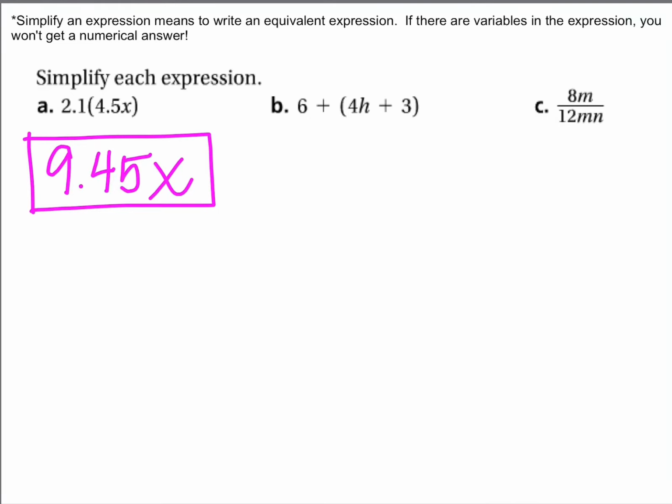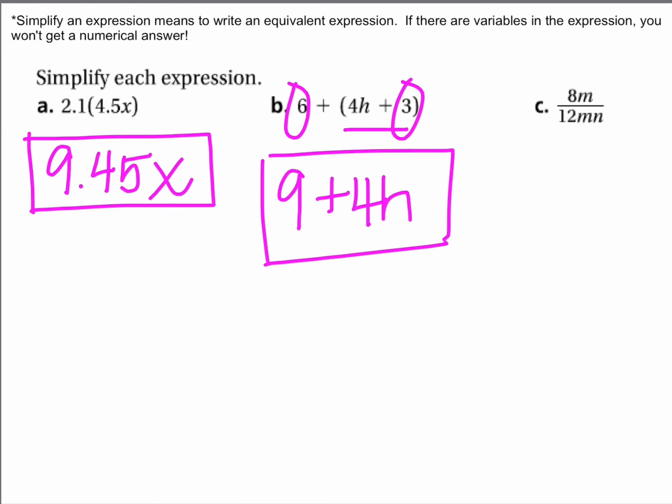Okay, in letter B, I can only combine like terms. These can't actually get added together, but because it's all adding, I can combine the 6 and the 3. So I will have 9, and then I still have this 4h. And that's as far as I can go because I don't have any like terms left to combine.